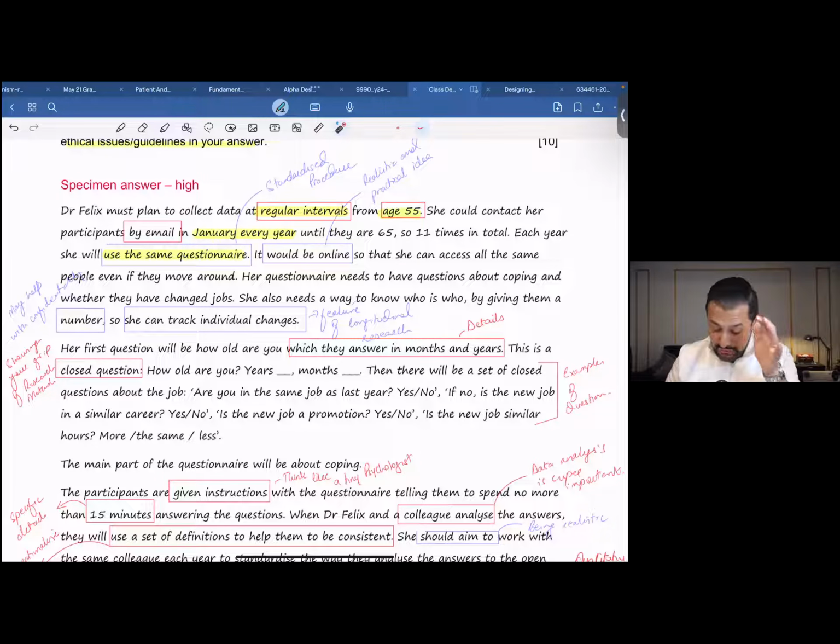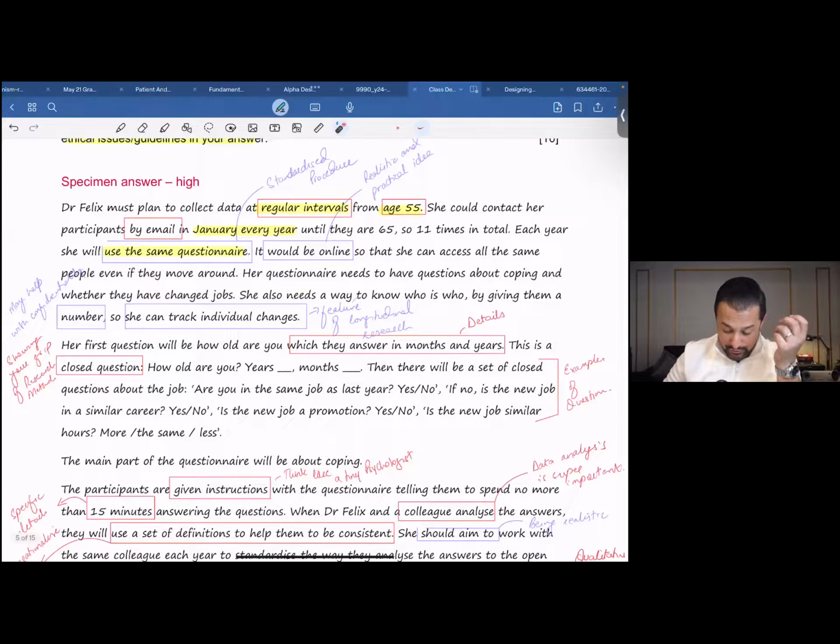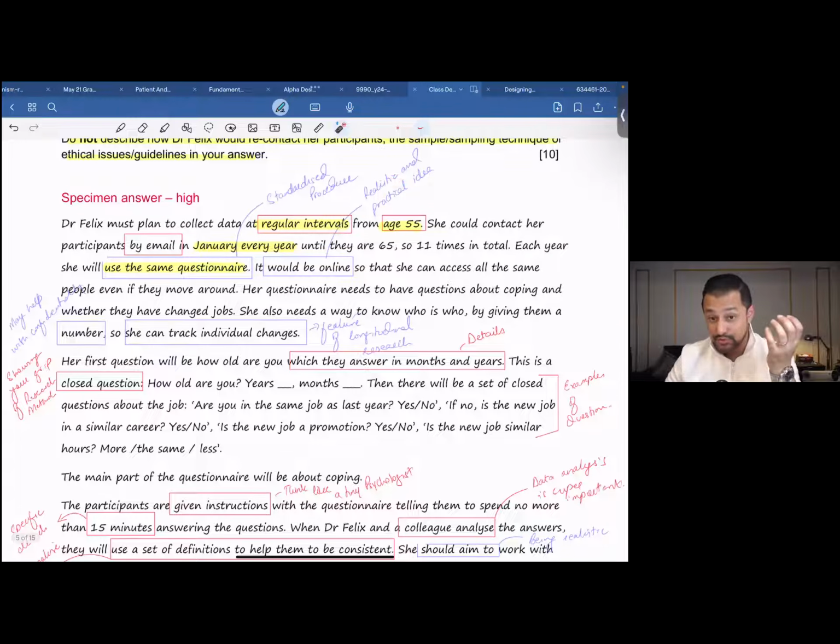It will be online so that she can access all the same people even if they moved around. That's again, she's being more realistic and practical. I mean, this proposal, we're not talking about contacting them by email. Let's just say you call them and you're like, hey, could you please fill out this questionnaire? We're sending you a link on your contact number, anything, right? So it would be online so that she can access all the people even if they move around.